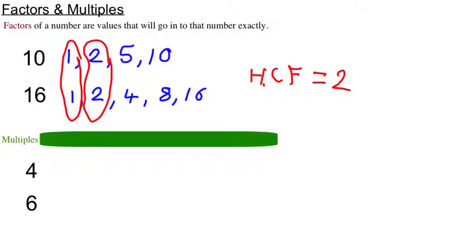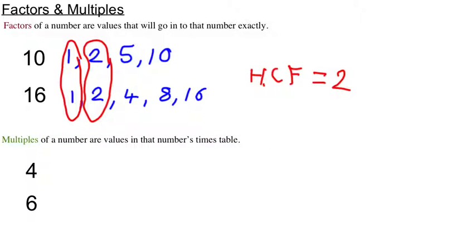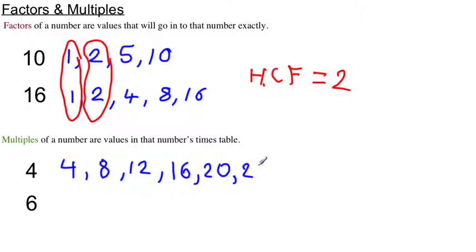So that is factors. Now we need to look at multiples. So again, we just need to refresh our memory on what a multiple is, if you don't already know. Multiples basically are the numbers that are in the times tables. So for instance, looking at the number 4, the first number in the 4 times table is 4, followed by 8, followed by 12, then followed by 16, 20, and 24. Now we could be here all day because this will just go on and on and on.